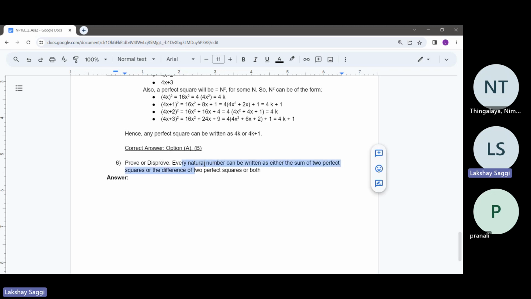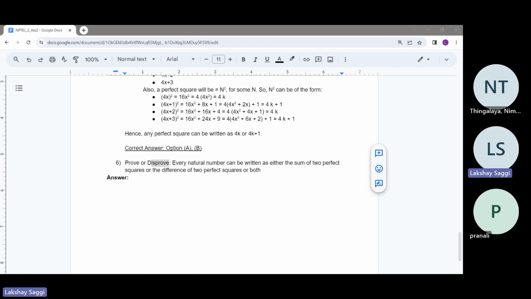But what do you think? Just take 2 minutes and think, maybe on the disproving side. Can you think of some natural number which can't be written as a sum of two perfect squares or a difference of two perfect squares?